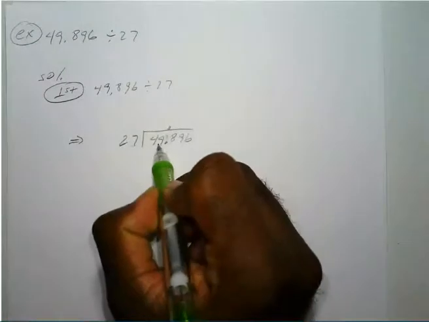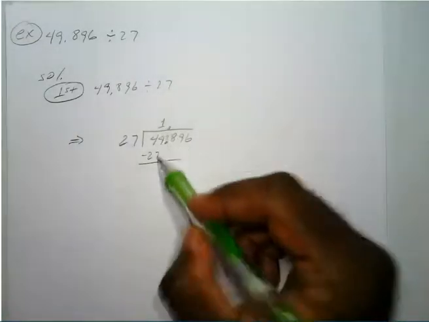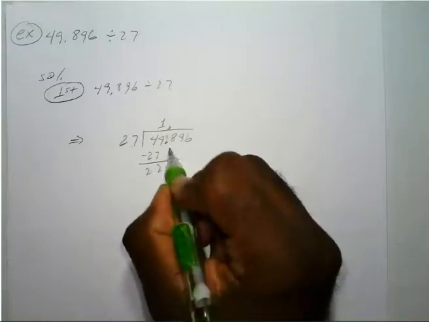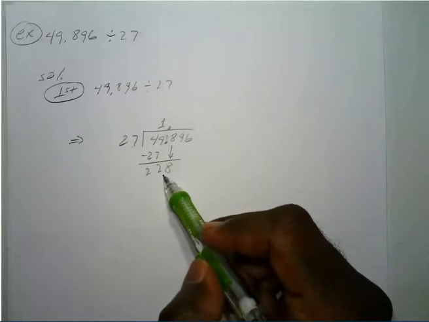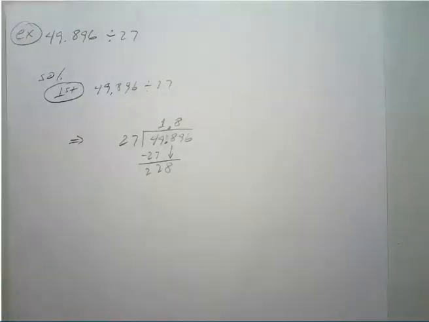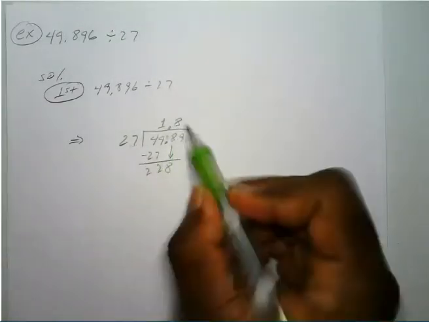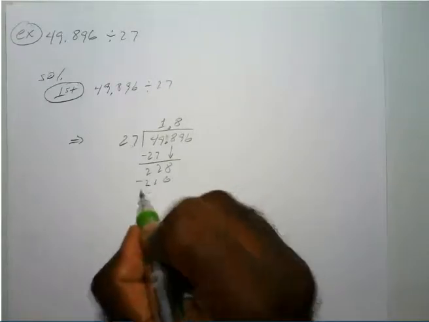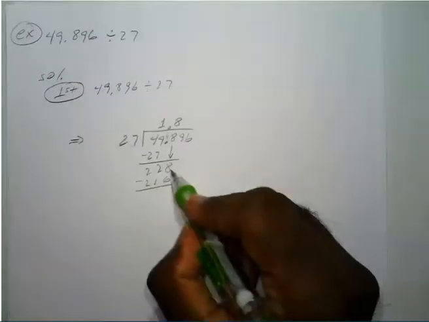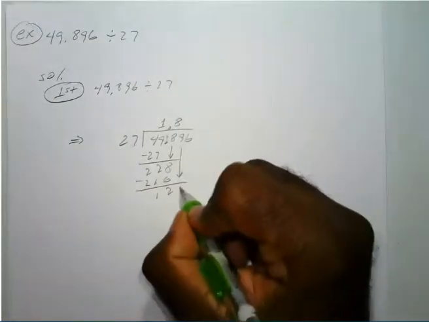27 goes into 49 once. 27 times 1 is 27. We subtract. 9 minus 7 is 2. 4 minus 2 is 2. We bring down our 8. 27 goes into 228 8 times. 27 times 8 is, oh, 216, sorry about that. We subtract. 8 minus 6 is 2. 2 minus 1 is 1. We bring down the 9.